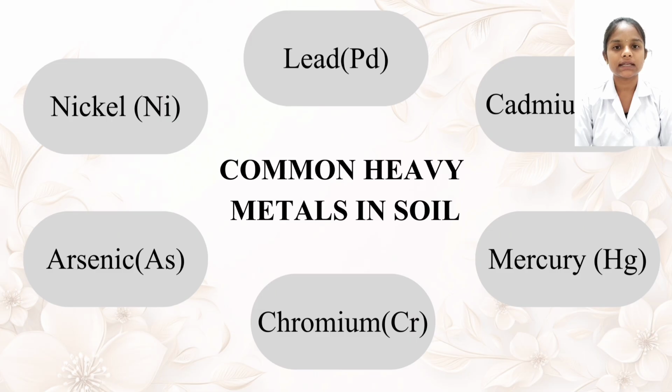Next, mercury. It is a dangerous and persistent heavy metal. Its sources include gold combustion, mining activities, chemical industries and waste incineration. Next, arsenic. It is a serious contamination problem, especially in agricultural soils and groundwater. Next, nickel. It is present naturally in small amounts in soil but becomes toxic at higher concentrations. Major sources include metal processing industries, mining, fossil fuel combustion and waste disposal.